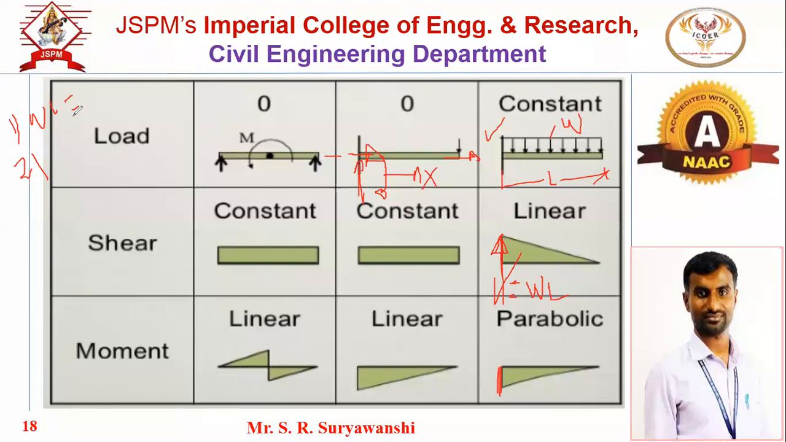Now the total load is WL and it will act at a distance of L by 2 from the fixed end. Okay, this total load will act at the center. It will act at L by 2. So this distance will be L by 2 and this is the total load WL. So WL into L by 2.